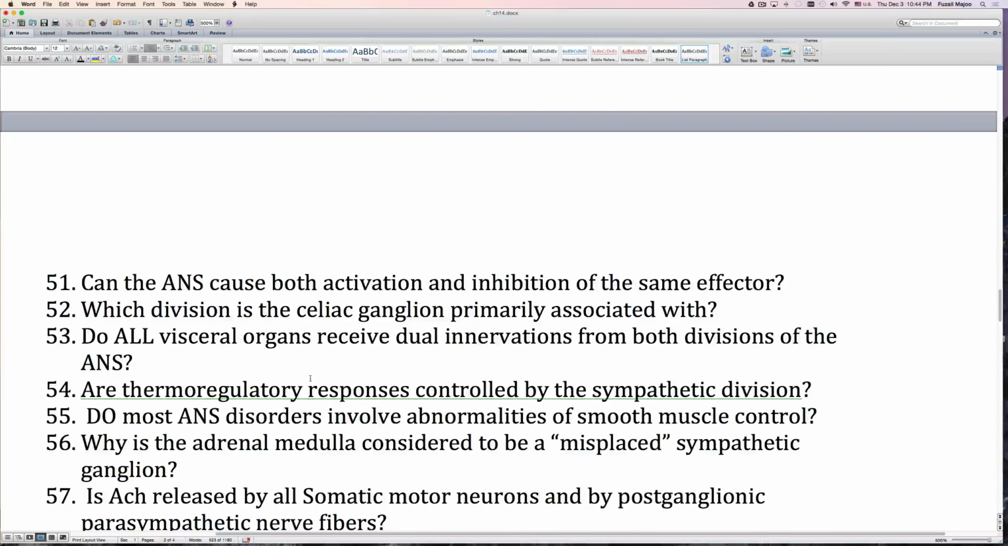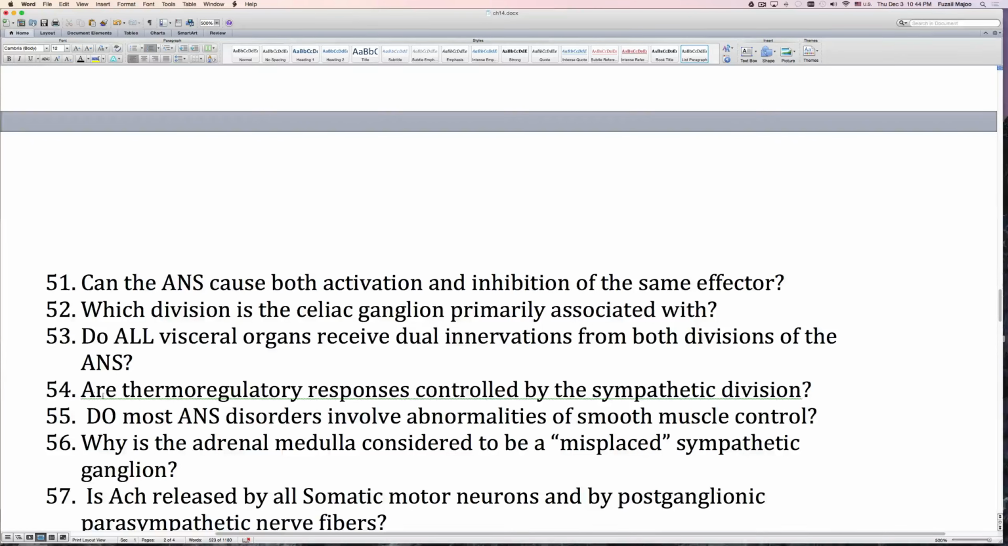Number 52. Which division is the celiac ganglion primarily associated with? Number 53. Do all visceral organs receive dual innervations from both divisions of the ANS?